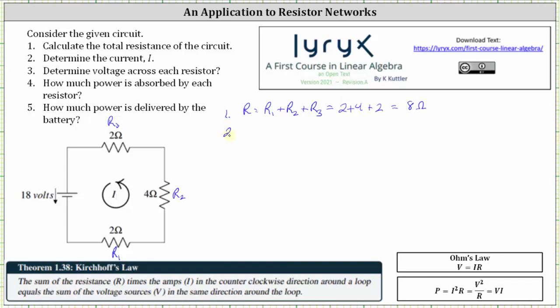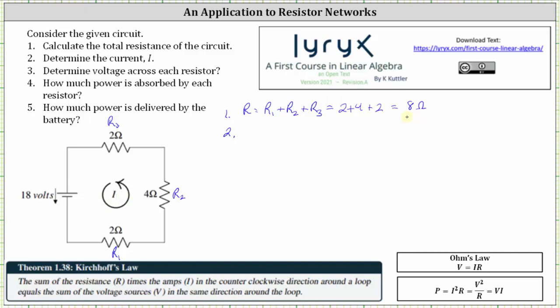For number 2, we're asked to determine the current I. To do this, we use Ohm's law, which states the voltage V is equal to the current I times the resistance R. And because the current I is in the same direction as the flow of the volts, we use positive 18 for the volts. If the current I was in the opposite direction of the volts, we would use negative volts.